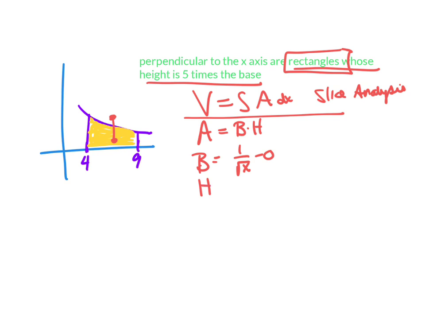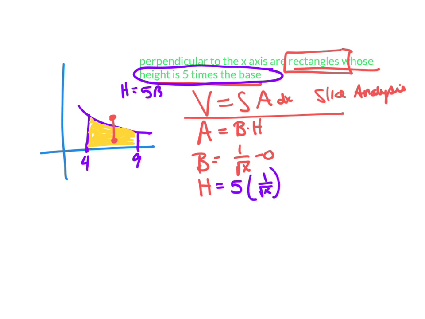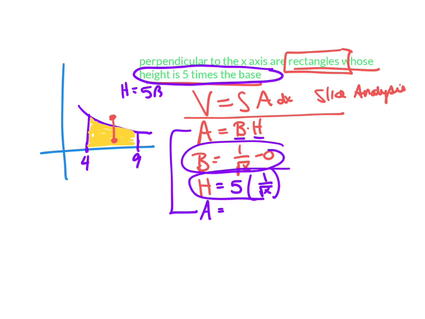My height, that's where this description's coming in. My height is, remember, make a little note for yourself, h is 5 times the base. So I'm just going to do 5 times whatever I wrote for base, so 5 times 1 over the square root of x. My area then, I've taken care of the 2 letters in the problem. My area is equal to what I wrote for the base times what I wrote for the height.